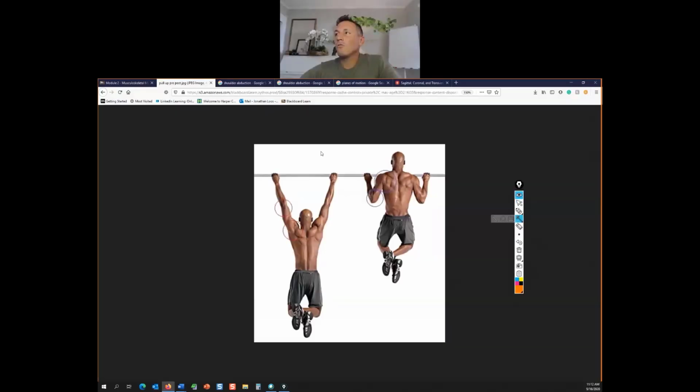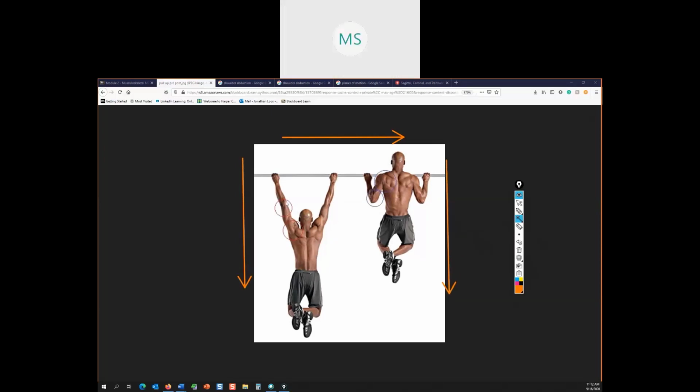Okay, so let's analyze this moving from left to right, right? So this is the starting position. Gravity is down again. From anatomical position, what did I have to do to get my arm in this position here and that position there?